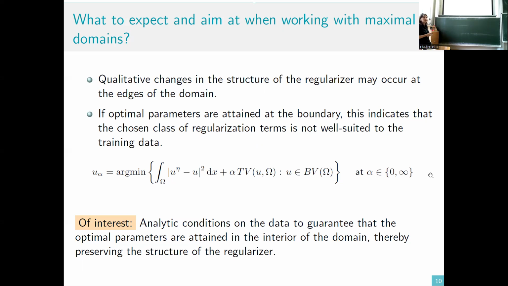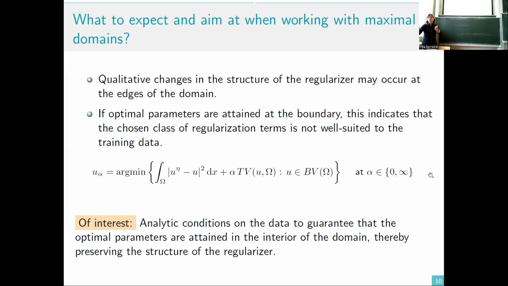So first we want to understand what happens at the edges in general, and how we can address it, and also optimality conditions to guarantee it. Sorry, let me rephrase this from the beginning. If the optimal parameter is at the edges, probably this means that for this kind of training data, this is not the best regularizer, because in the end, the optimum wants to go somewhere else. So this is telling us that for that specific class of data and similar images, this is not a good regularizer.